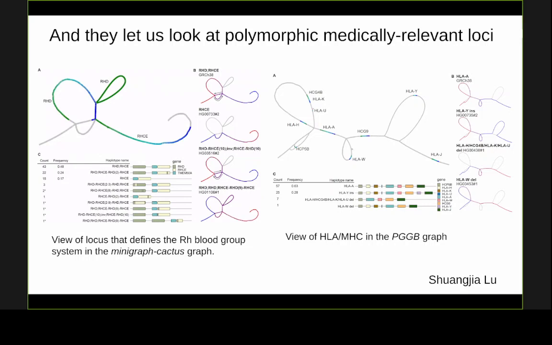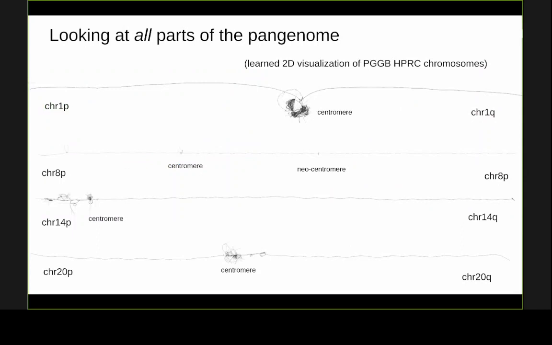This is the HLA-A region. There's HLA and a bunch of pseudogenes of HLA, some of which aren't functional. And you can have insertions and deletions of different ones of those. This is in the PGGB graph. So, yeah, it lets us look at these parts that are hard to see.